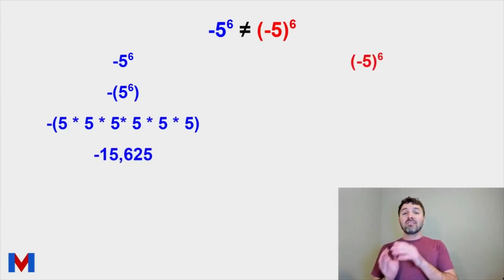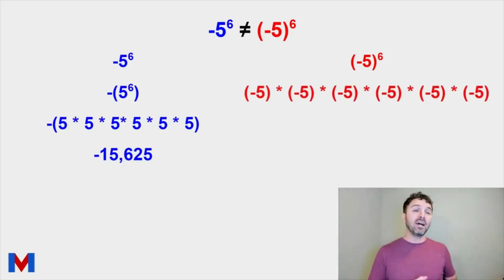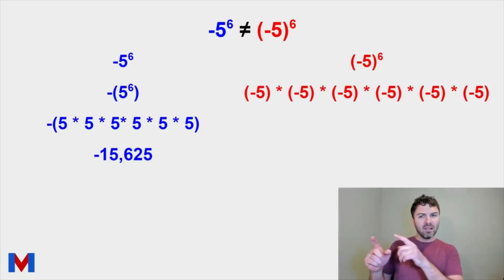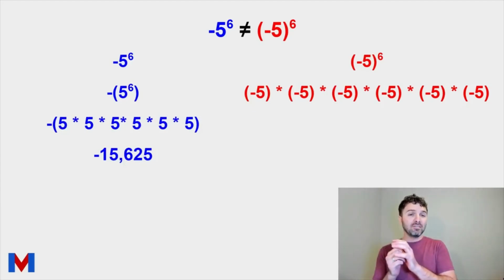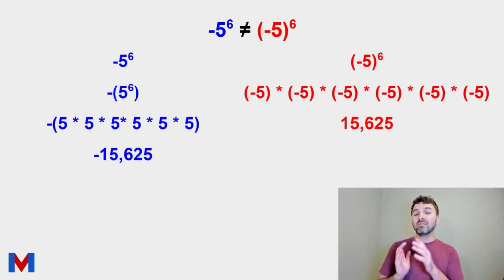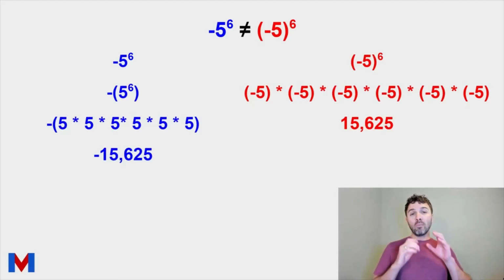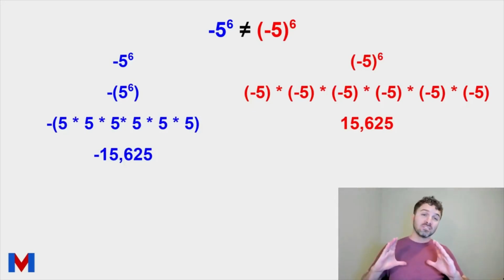But negative 5 to the 6th power is saying there are 6 negative 5s. You see the difference there? The negative of 5 to the 6th versus negative 5s to the 6th, which is positive 15,625. So it matters when you're working with negatives. It matters where the exponent is and if there are parentheses. It could be the opposite.